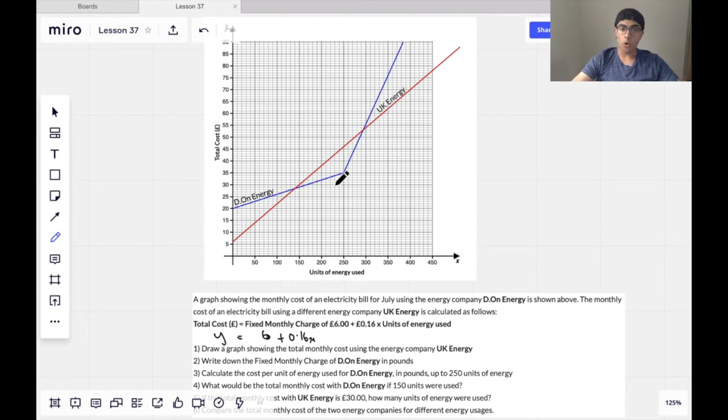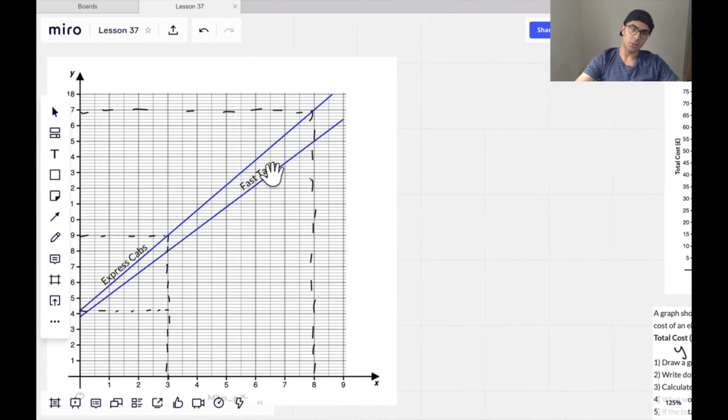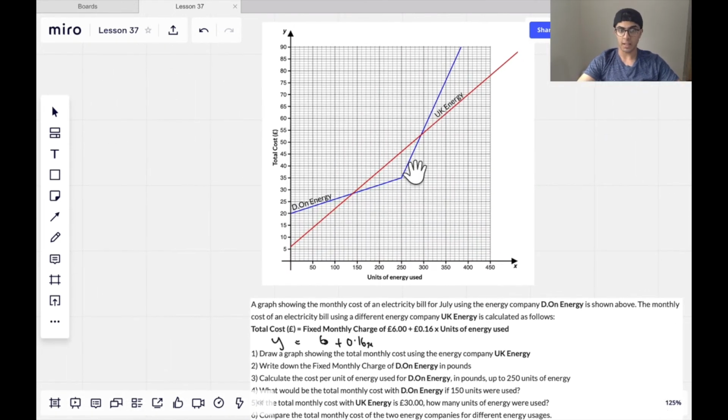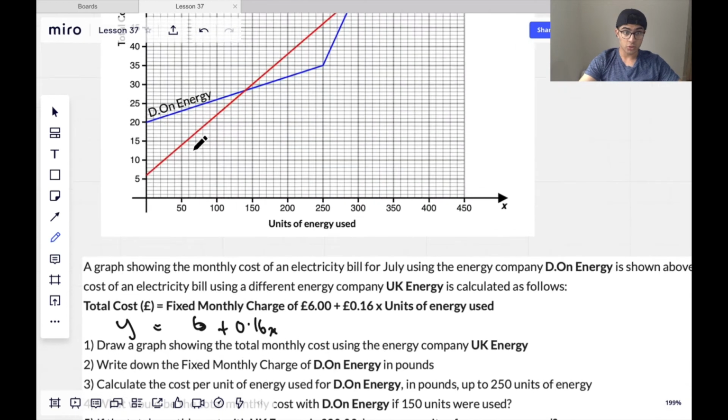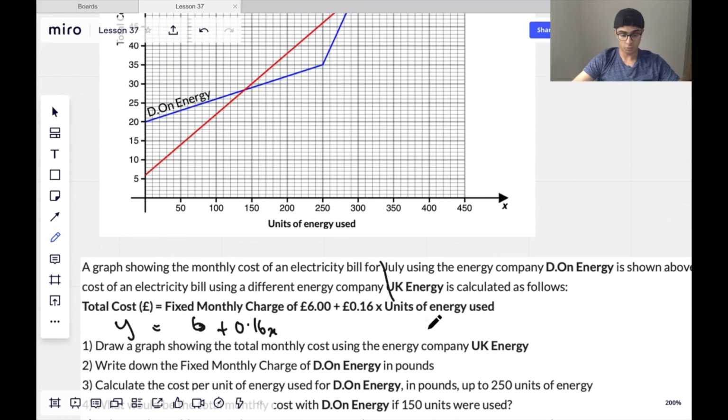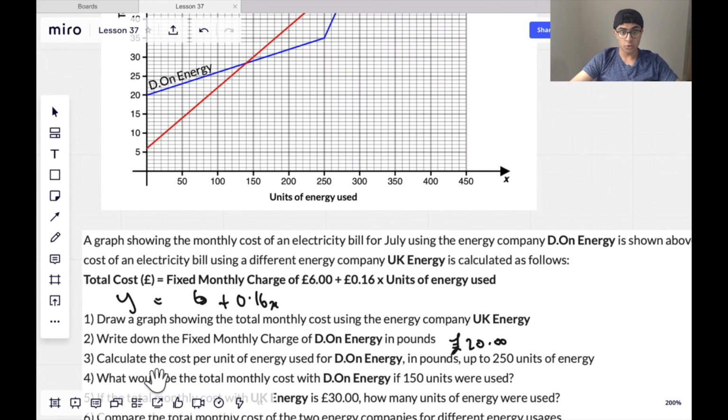We've got, yeah, and also I forgot to mention in this one, make sure you label it. Since this was already labeled, but it's really important to label both of these. As it's been labeled here, write down the fixed monthly charge for D-ON Energy in pounds. Again, we've realized that this is the y-intercept, so let's zoom in. That's £20, so I'll write that here: 20.00 pounds.